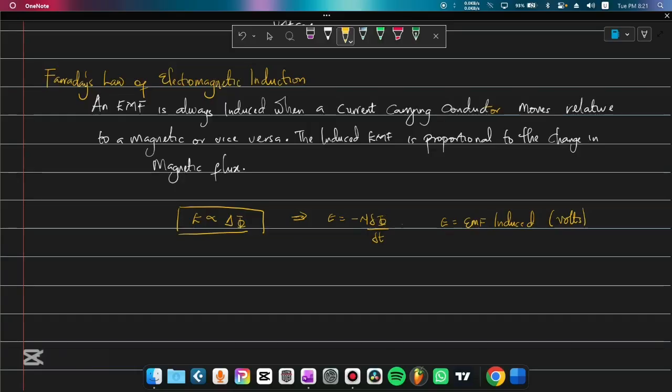And what does this N mean? Well, the N is the constant of proportionality. When you change variation to an equality sign, a constant is introduced. So the constant of proportionality, the N, represents the number of turns on the coil. Number of turns on the coil.